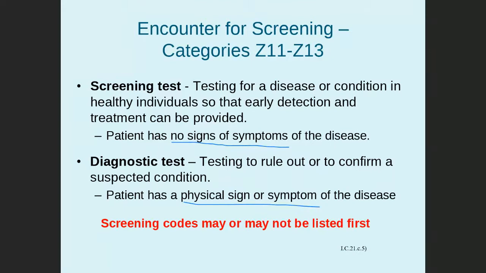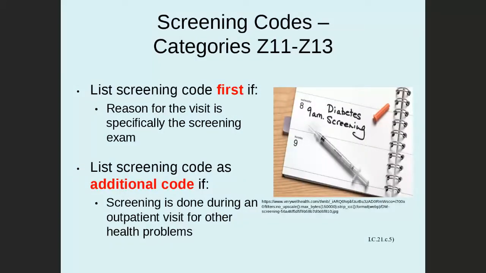These may or may not be listed first, depending on why the patient was there. List a screening code first if the reason for the visit is specifically the screening exam. List another code first and the screening code as an additional code if the patient was seen for some other condition and while they were there they said, hey, let's do the screening. You still list the code, but it's not listed first. So it comes back to the basic rule of why the patient was here.